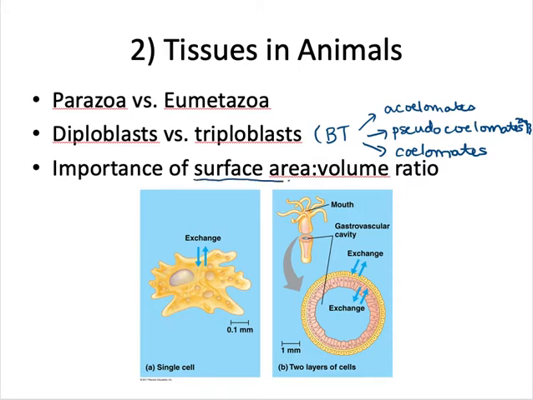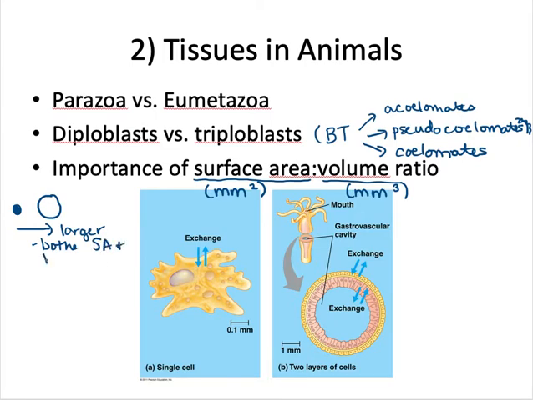So remember that the surface area of an object is going to be in units that are squared. So let's say this is in millimeters. The surface area would be expressed in millimeters squared. Volume is expressed as millimeters cubed. And so if a cell gets bigger, let's compare this little bacterium to a larger yeast cell. The surface area and the volume are both going to increase in size as we get larger.